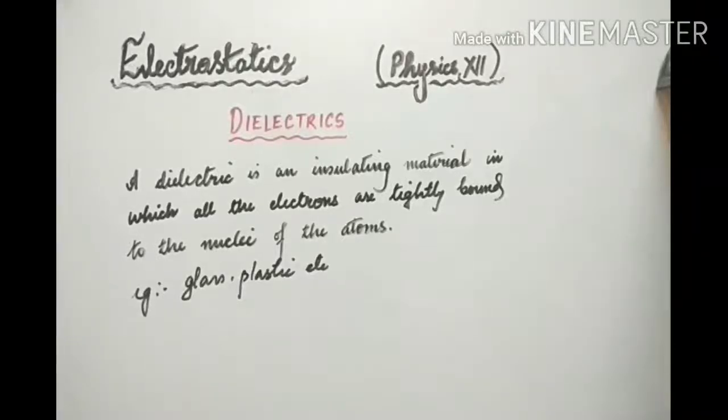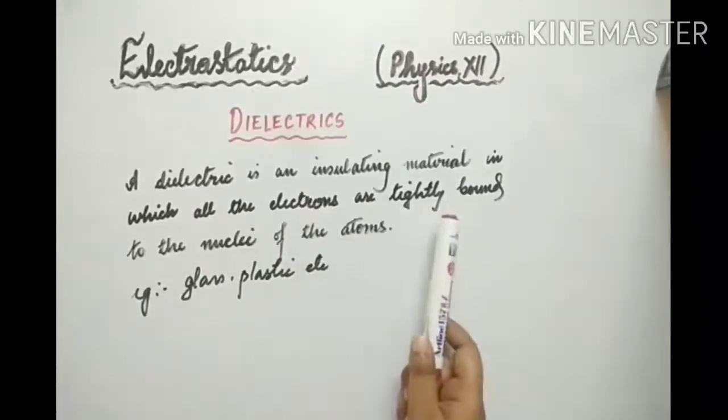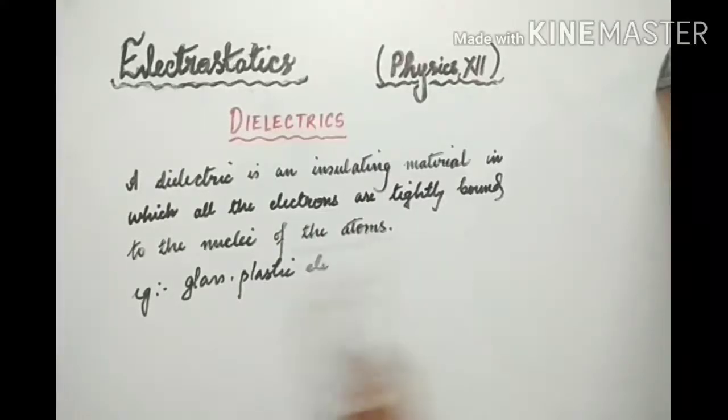Hi everyone, in this video I am going to discuss dielectrics. So what are dielectrics? A dielectric is an insulating material in which all the electrons are tightly bound to the nuclei of the atoms. So you can say the material where the electrons are tightly bound to the nucleus is a dielectric.